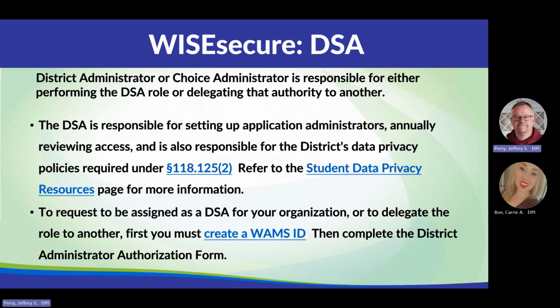We built this system with flexibility because we know that there are different styles of administration. But at the top level is always the district administrator or the choice administrator responsible for signing off on data privacy. And this is done by completing the district administrator authorization form, which is linked in the second bullet there. And we're going to look at that form in a little while. So basically, the district administrator or the choice administrator completes that form indicating that they're going to adhere to data privacy regulations and that sort of thing.